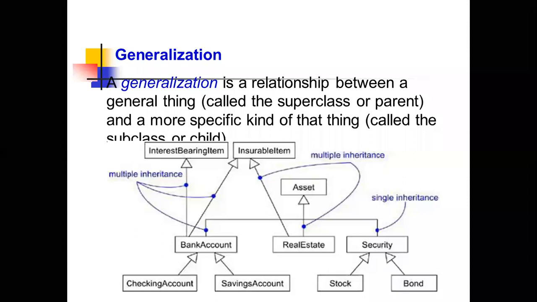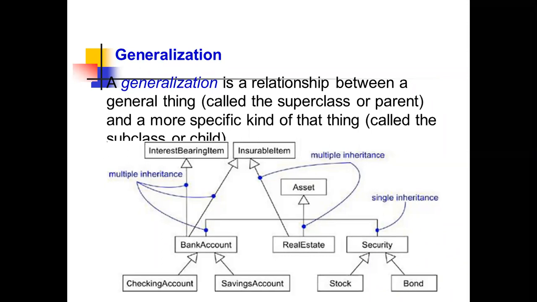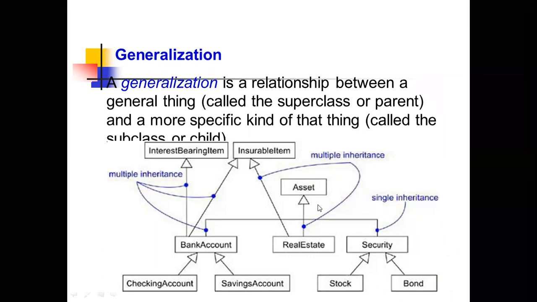That means inheritance. Whenever we inherit any class, at that time we use the generalization relationship. It consists of an is-a relationship. A generalization is a relationship between a general thing called the superclass or parent class, and some more specific kind of thing, that is the subclass. Here you can see the inheritance.